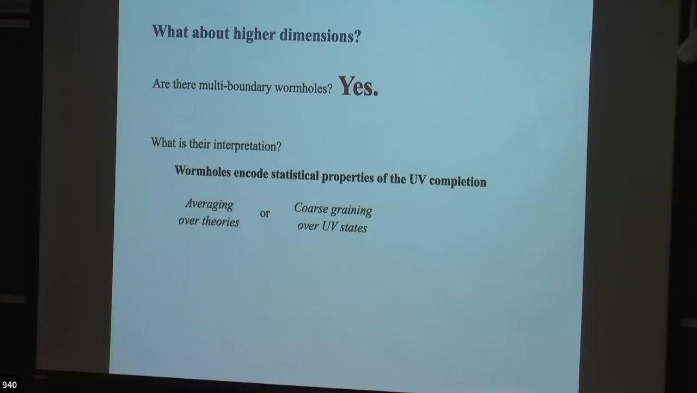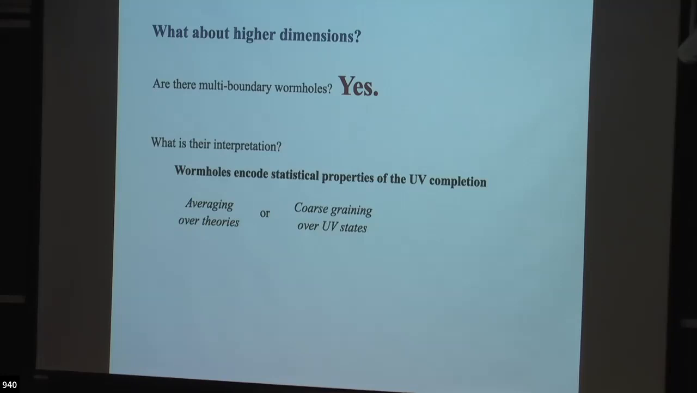And I'm going to describe an example. I'm going to describe how 3D gravity can be viewed as averaging over two-dimensional CFTs. But you can also interpret wormholes in a fixed theory. Averaging is a mathematical trick that you can do to learn about the statistics. But we'd also like to know about fixed, particular quantum theories, UV complete theories, without any ensemble averaging.